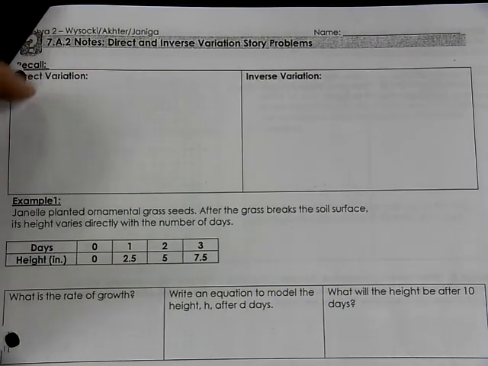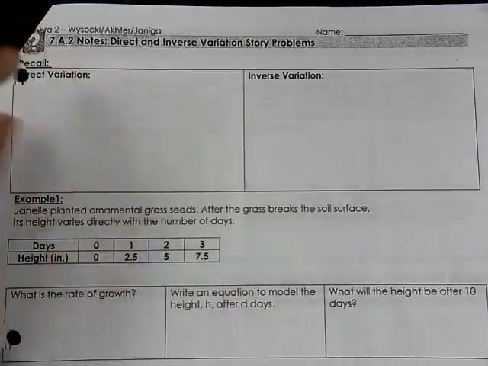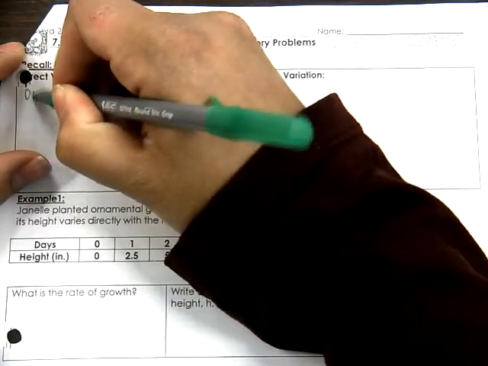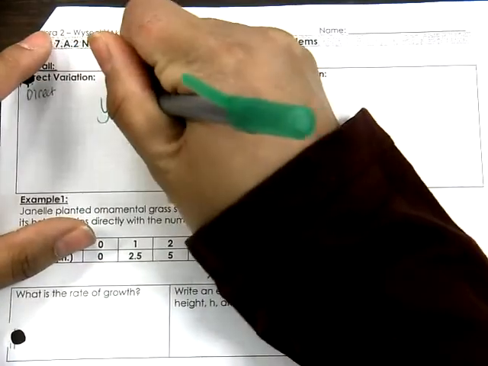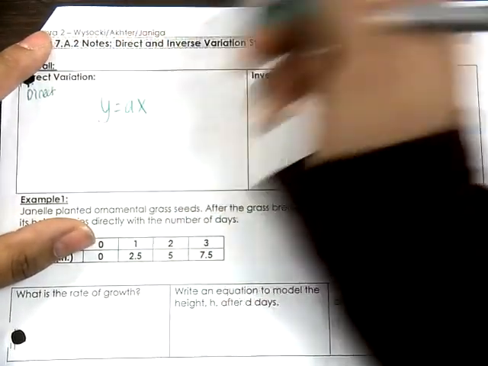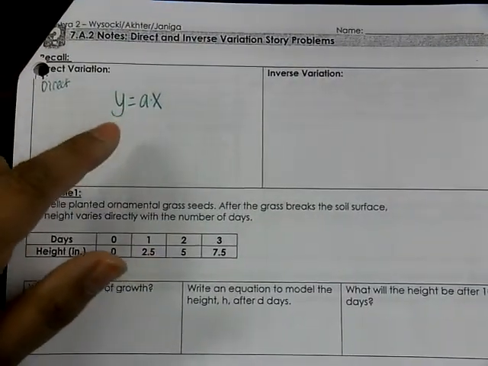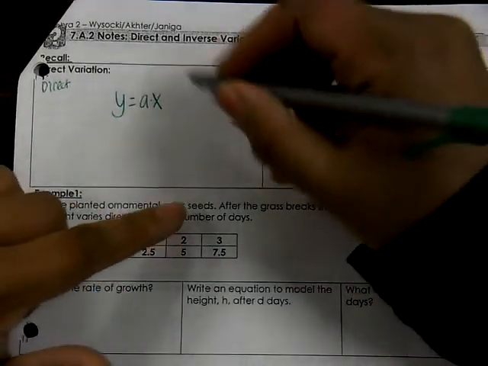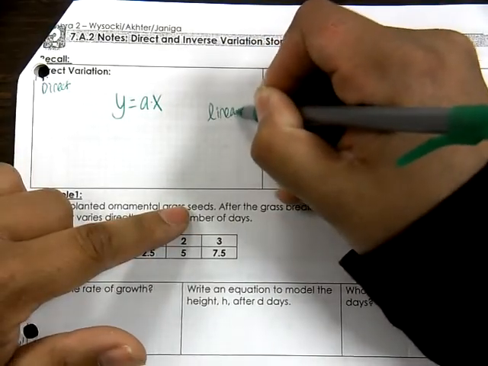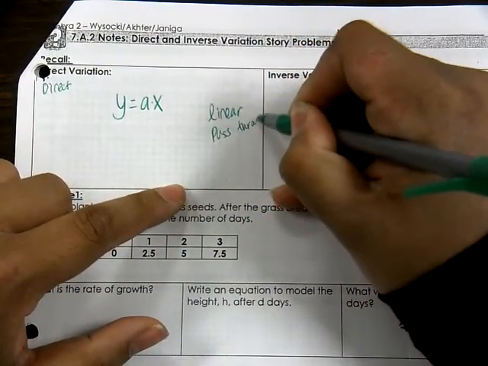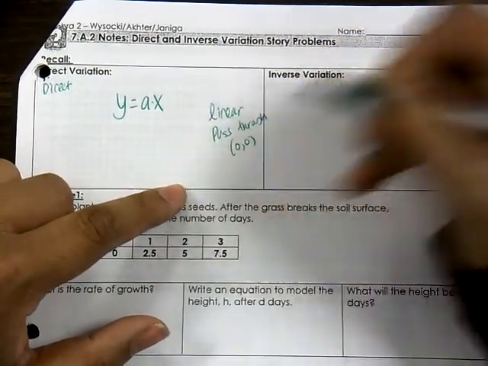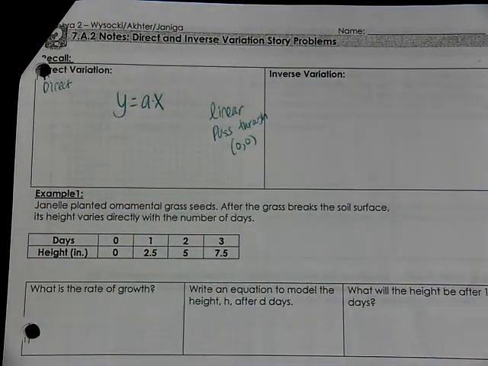So just to remind you about the two types, direct variation. Direct was when you have the equation y equals a times x, right? They're being multiplied together. A couple of things that we kept in mind yesterday was that it was a linear function, but it has to pass through 0, 0, or the origin. All direct variations have to do that.